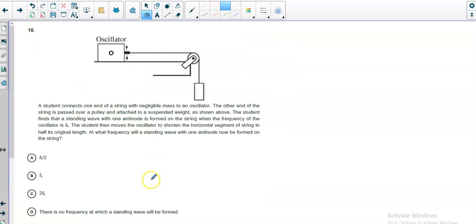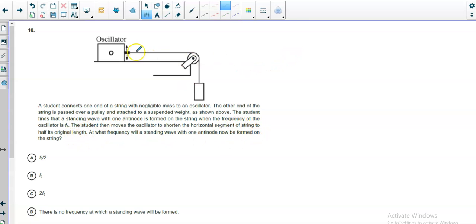All right, last one for this video. A student connects one end of a string with negligible mass to an oscillator. The other end of the string is passed over a pulley attached to a suspended weight, shown above. The student finds that a standing wave with one antinode is formed along the string when the frequency of the oscillator is f sub 0.